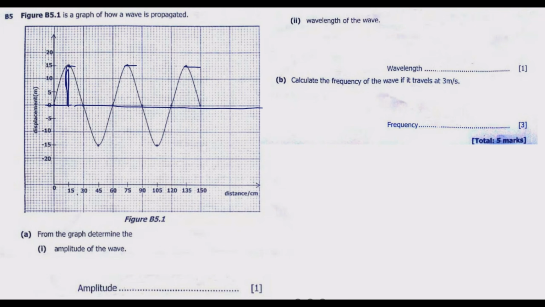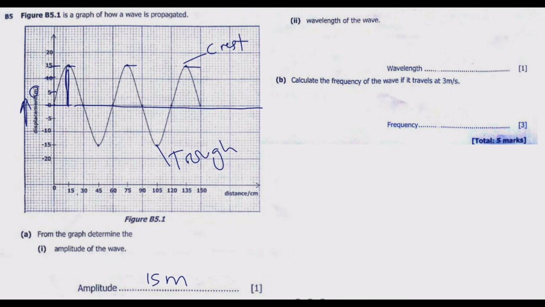To find the amplitude, we need to know how we are measuring the height. These are in meters, so we have 5 meters, 10 meters, this is 15 meters. So 15 meters in this case is the maximum displacement from the rest position, or the distance between the rest position and the crest. This is the crest of the wave, and this is the trough of the wave. So that's the amplitude.